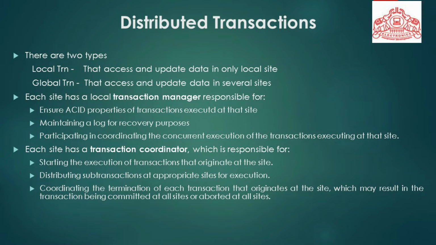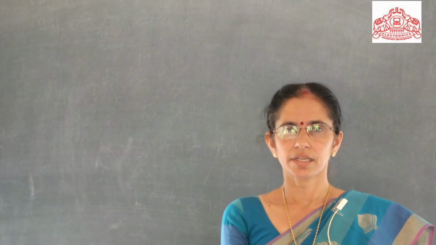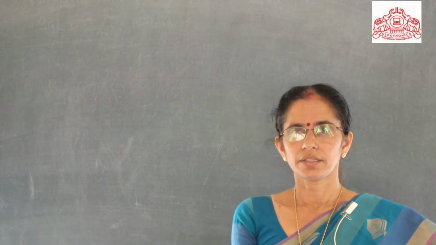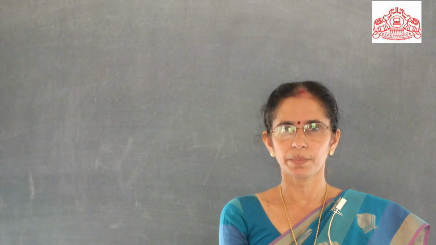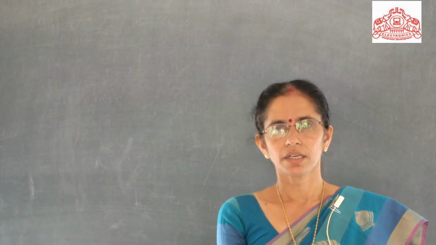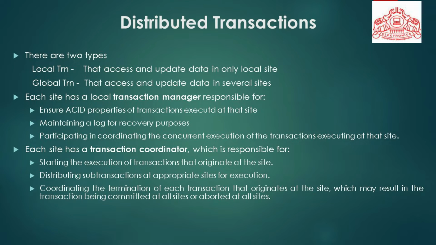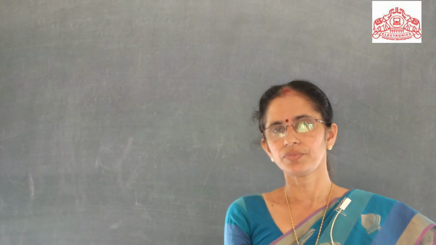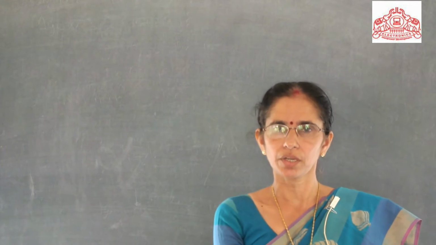Now, regarding the duties of a transaction coordinator, the coordinator should initiate execution of a transaction that originates at that site. And again, the coordinator is responsible for distributing the sub-transactions. That means if a transaction is a bigger one, the coordinator should split the transaction into sub-transactions and deliver them to the appropriate sites. Again, the coordinator should coordinate the termination of transactions that originate at that particular site. That means the outcome of the execution of the transaction should be noted by the coordinator, that is, whether it is properly committed or aborted.